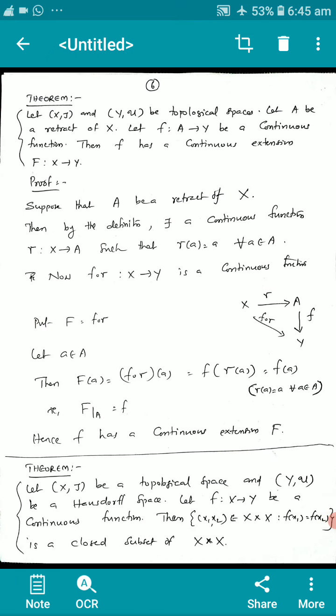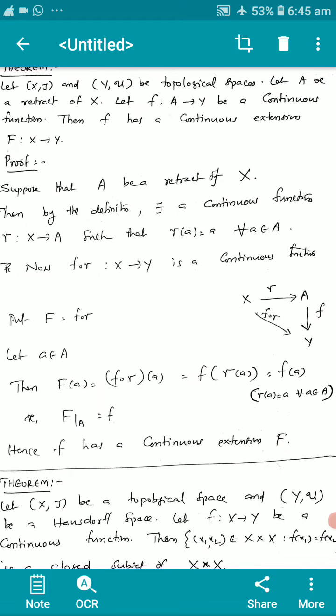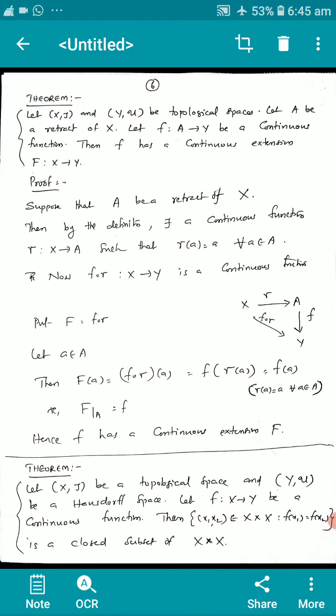So one theorem we can discuss using the definition of retract. Let X and Y be topological spaces. Let A be a retract of X. Let f from A to Y be a continuous function. Then f has a continuous extension capital F from X to Y. You can see its proof.